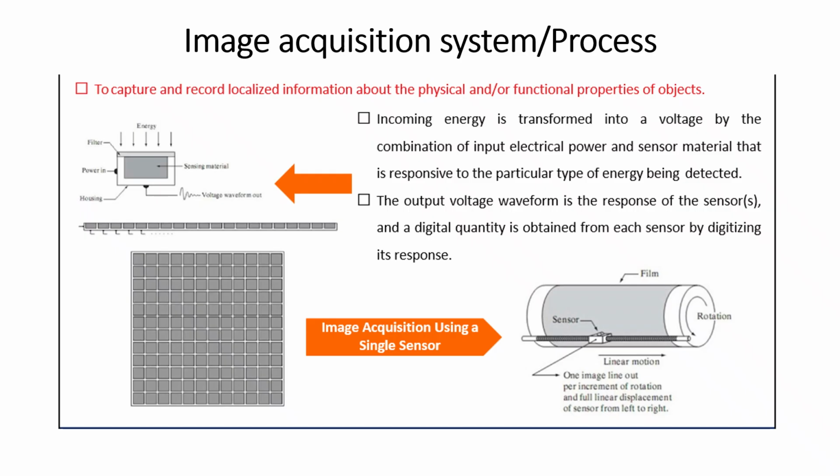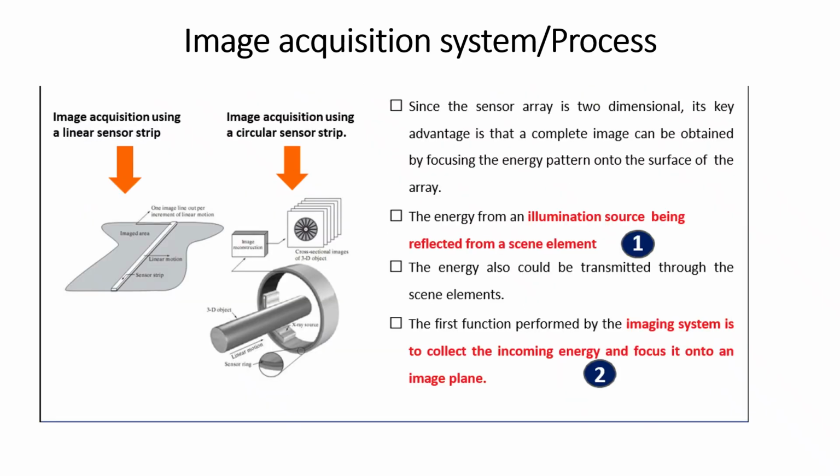Incoming energy is transformed into a voltage by the combination of input electrical power and sensor material that is responsible for the particular type of energy being detected. Next, if we have a circular motion, how the film is carried out. Image acquisition using a linear sensor strip, image acquisition using a circular sensor strip. These are the two different things used, with the energy from the illumination source being reflected from a scene element.